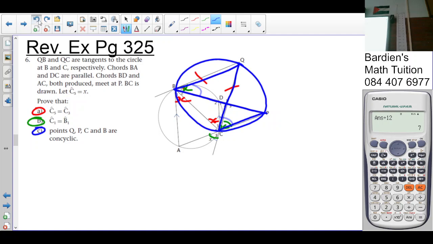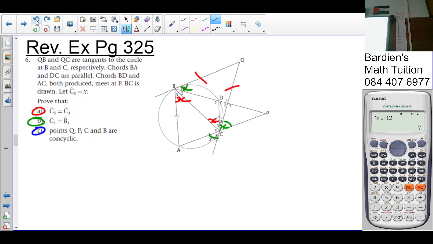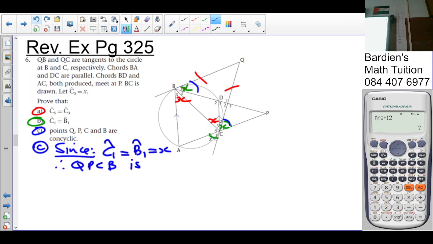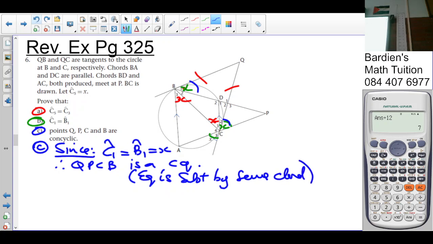So, since angle C1 is equal to angle B1, which is equal to x, therefore QPCB is a cyclic chord. Why, people? Equal angles subtended by the same chord. Or arc, whatever. Okay?